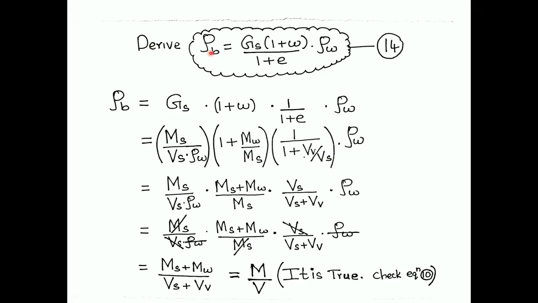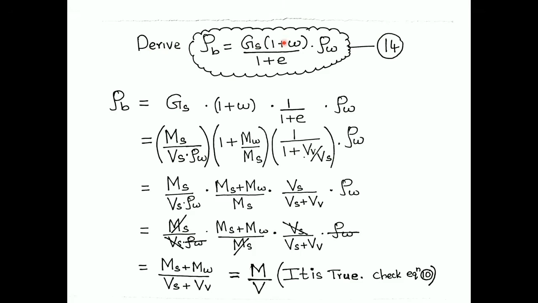Derive rho B is equal to Gs into 1 plus W over 1 plus E into rho W, equation number 14. Derive this equation, that is, bulk density is equal to specific gravity into 1 plus water content over 1 plus void ratio into water density. We have to derive equation number 14.